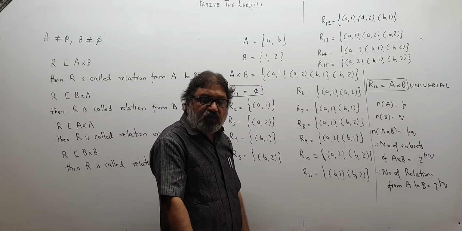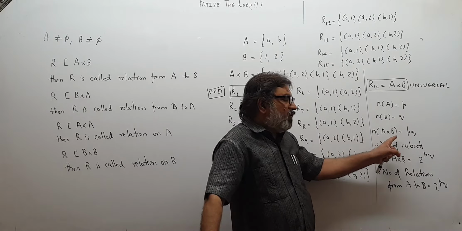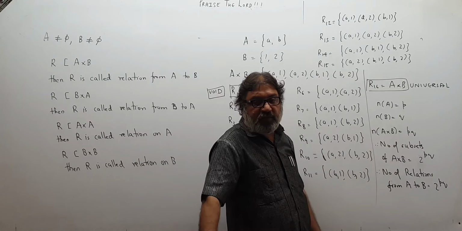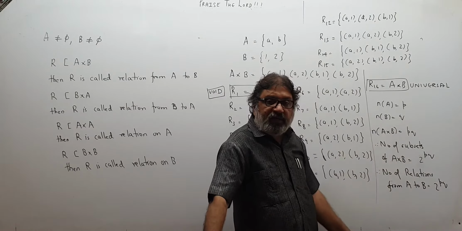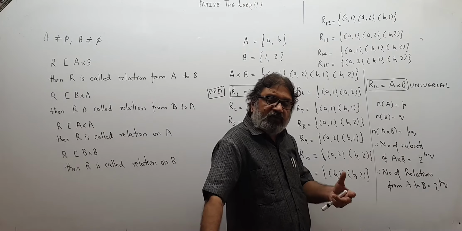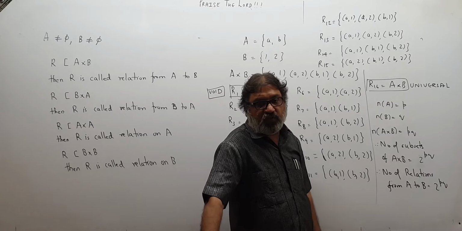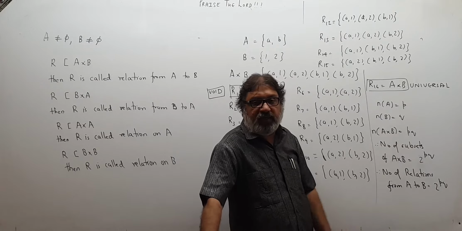and from B to A also we can make 2 raised to PQ relations, because number of elements of A cross B and number of elements of B cross A will be same, that will be PQ. So if A cross B has got PQ elements, B cross A also will have PQ elements, and therefore number of subsets of B cross A also will be 2 raised to PQ, and therefore number of relations from B to A also will be 2 raised to PQ.